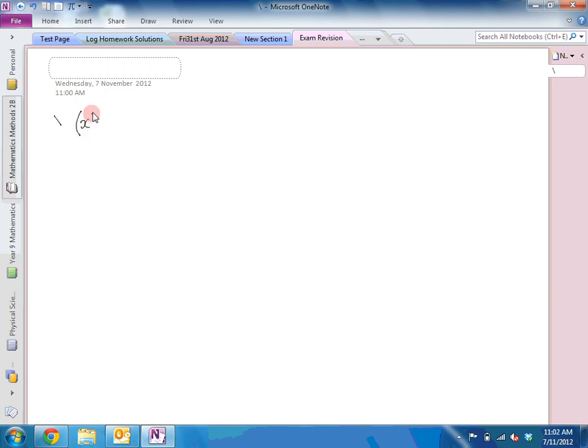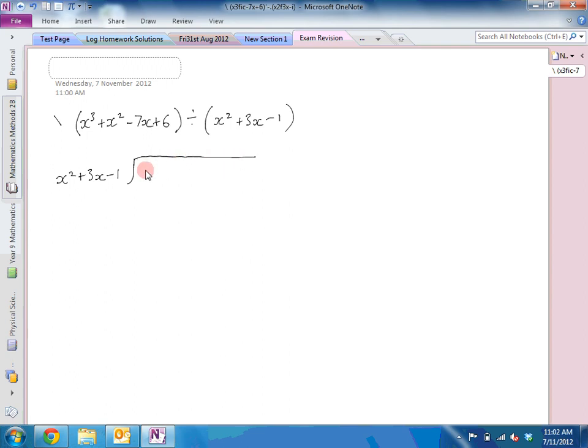We've got x cubed plus x squared minus 7x plus 6, and we're dividing that by x squared plus 3x minus 1. Remember we need to set this up properly, so it's x squared plus 3x minus 1, we do our division sign, and in here we've got x cubed plus x squared take 7x plus 6.